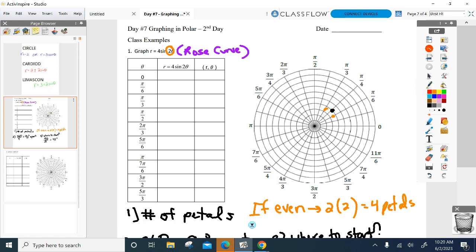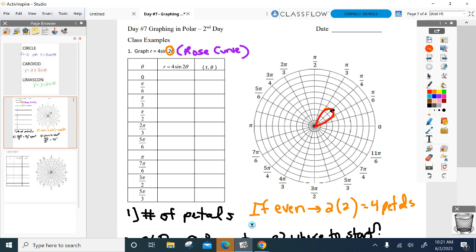So here's our first petal. I start at the origin. Come on up. Come on up. And watch how fast. How many petals are we supposed to have again? 4. Watch how fast the final 3 go now. Because we know everything.